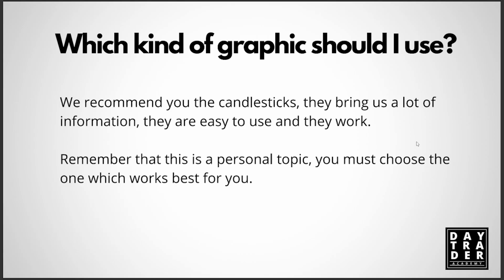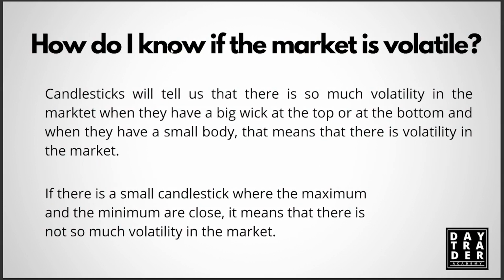Remember that this is a personal topic. You must choose the one which works best for you. How do I know if the market is volatile? Candlesticks will tell us that there is a lot of volatility in the market when they have a big wick at the top or at the bottom, and when they have a small body, that means that there is volatility in the market. If there is a small candlestick where the maximum and the minimum are close, it means that there is not so much volatility in the market.